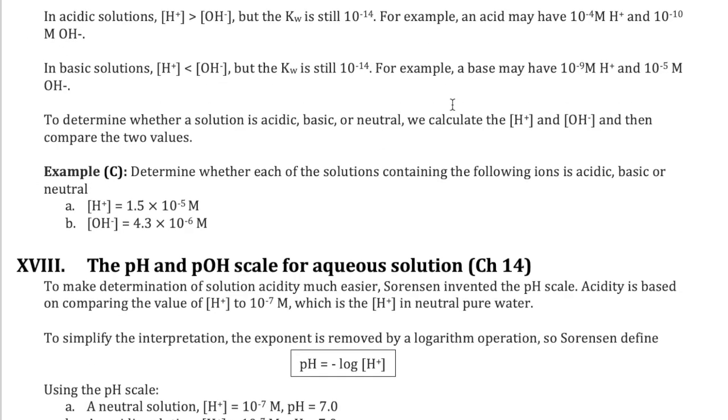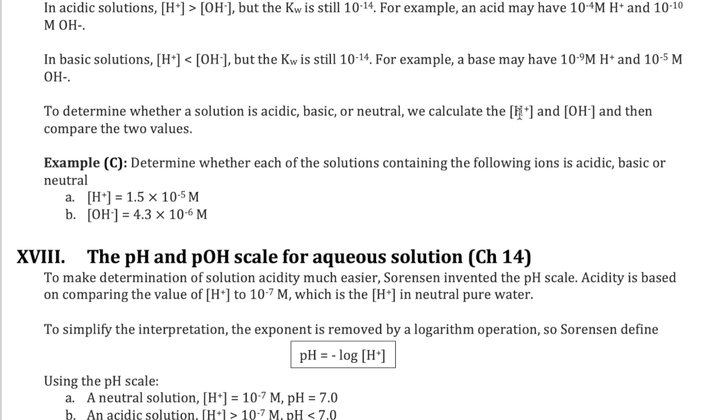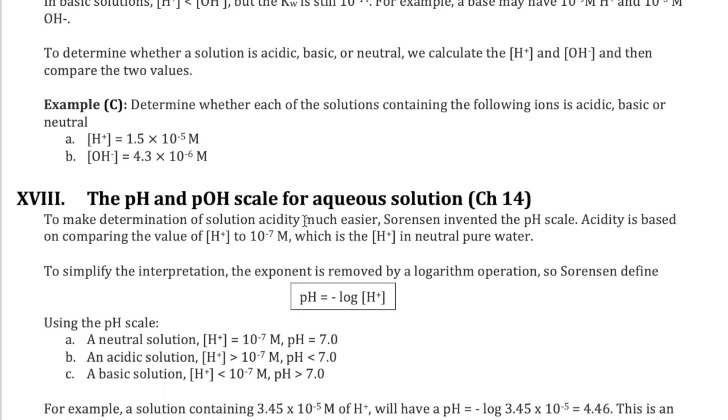Instead of looking at the actual concentration of H+ and OH-, we look at something called the pH and the pOH scale. More specifically, in practice, we just use the pH scale. And the way this works is the following.